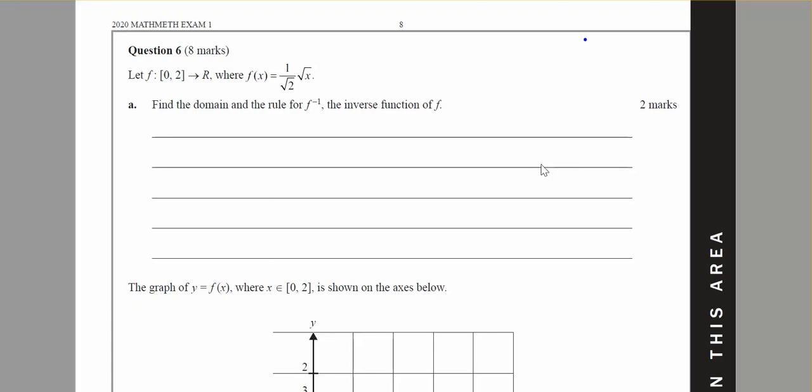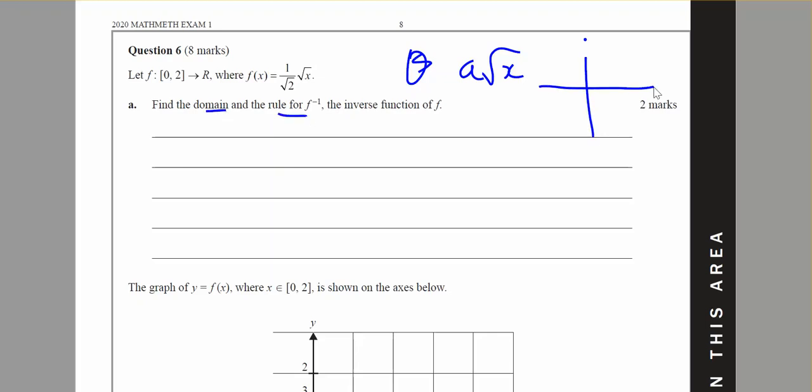Okay, so question number 6. I have this square root. I've got a times the square root of x, where a happens to be 1 on root 2. So the domain and the rule for the inverse.